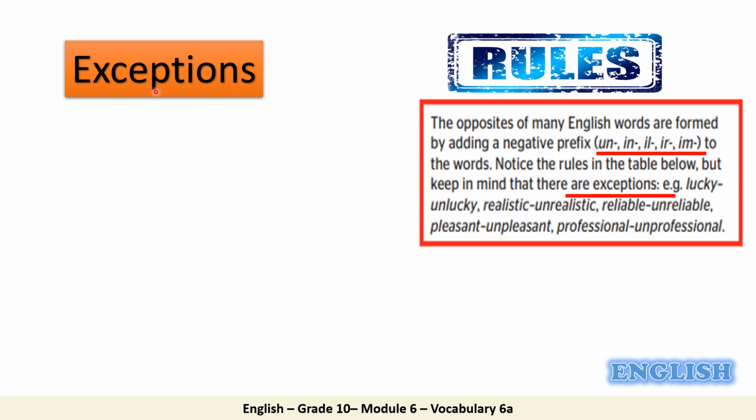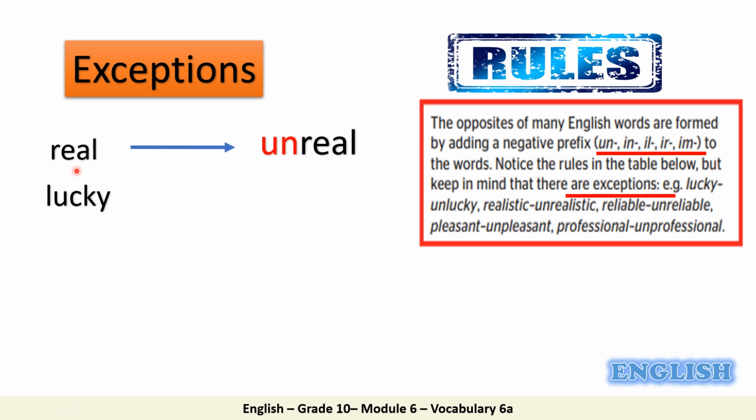Let's go to these exceptions. Look at the word real. What do you notice about this word? What is the initial letter of this word? It's R. And if you remember the rule that when the adjective starts with R, I use prefix ir. However, the word real here is an exceptional case. So I say real, unreal.